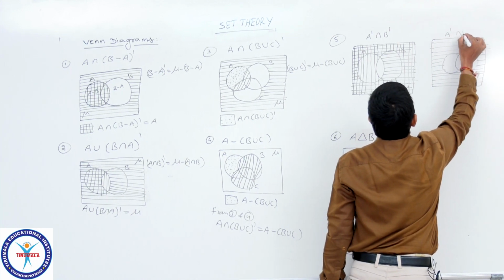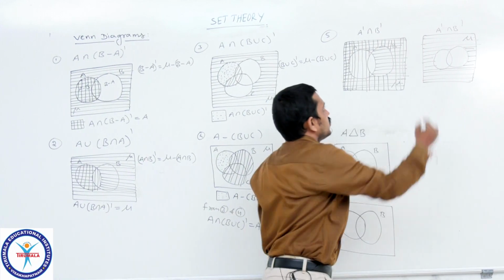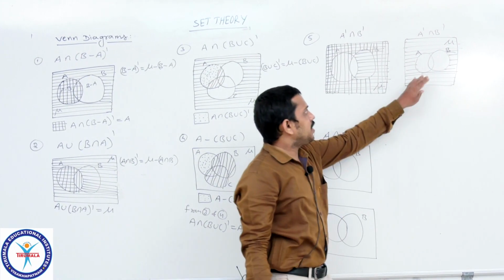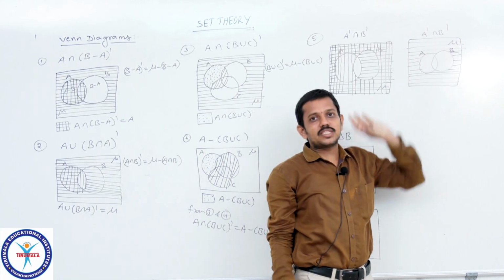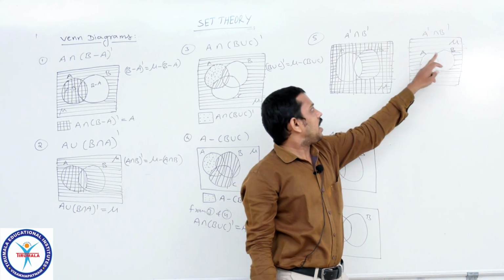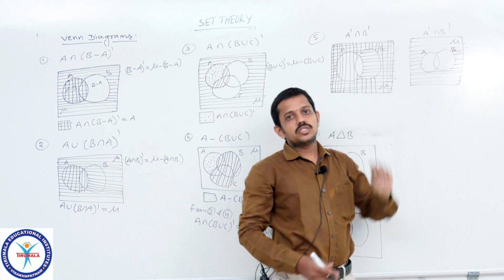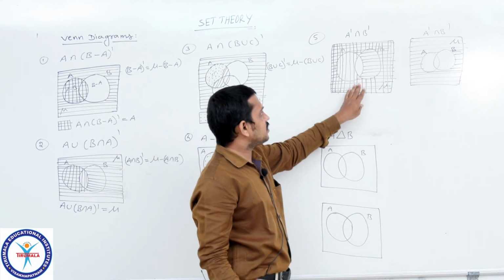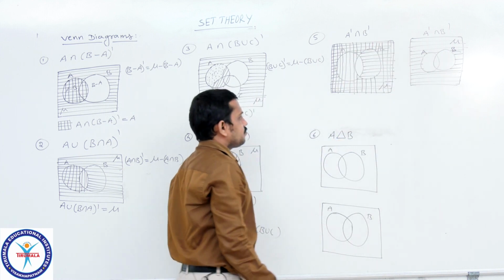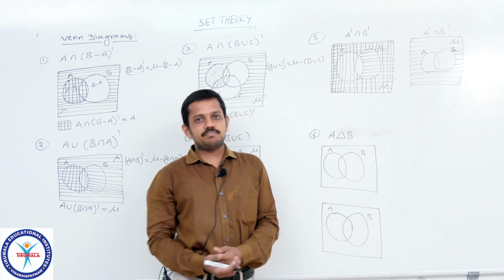A complement intersection B complement. So, here this is set A and this is set B, means the region belonging to the universal set which does not belong to set A and does not belong to set B. So, we can draw like this or like this. So, simply you can write like this. Next, what is A delta B?